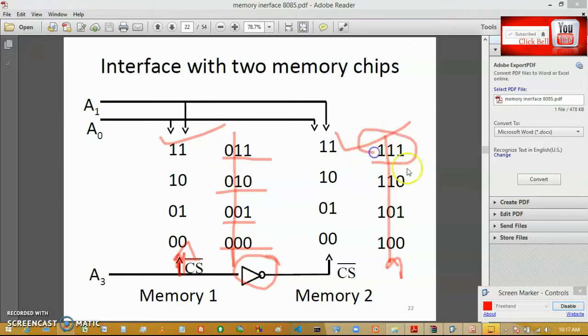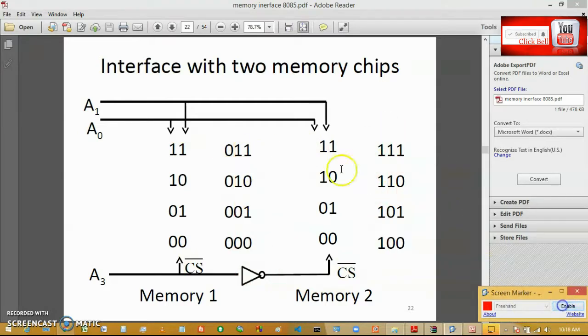So your whole address will be like this. In addition to the memory location, we are selecting the chip with the help of the chip select line. That's why an extra bit will be required.